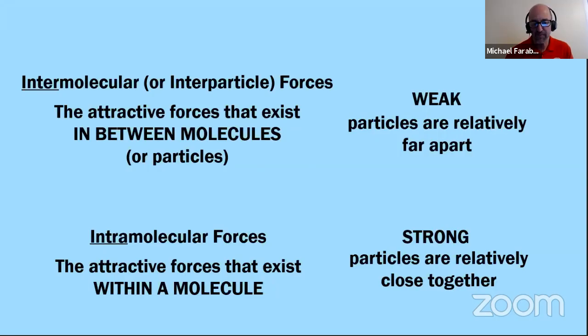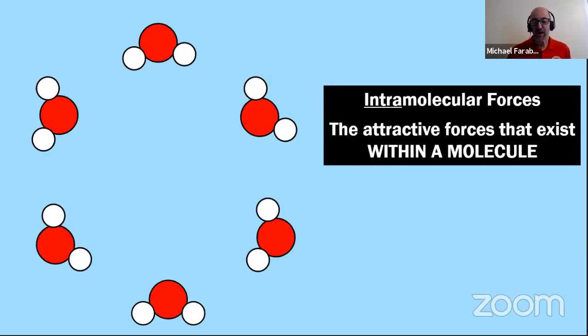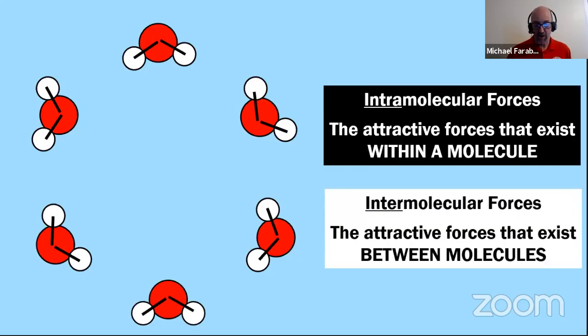So for example, if I just draw a simple diatomic molecule, and then I draw another one, I could talk about the attractive force between these molecules. So when I say far apart, that's what I mean. But if I am talking about the attractive force within the molecule, the covalent bond that holds the atom together, that is much stronger than an intermolecular force. So here I have some water molecules. Intramolecular forces are these, the attractive forces that exist within the water molecule itself. On the other hand, intermolecular forces are the attractive forces that exist between the molecules. So make sure that you have a clear understanding of the difference between these things.